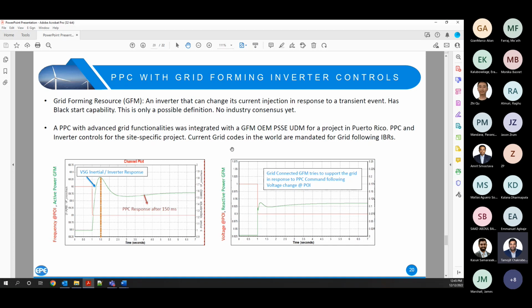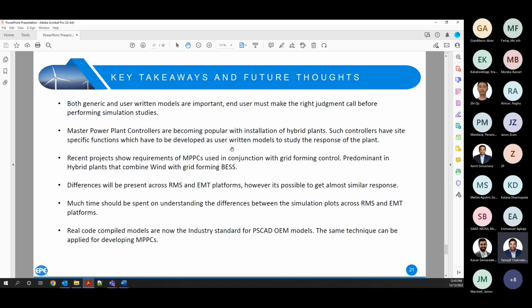So this was more or less my last slide, but I wanted to provide some key takeaways and some of my future thoughts that I wanted to share. In no way or means am I saying that one model is better than the other, the generic library models or the user written models, but I'm trying to say that the end user, the simulation engineer, has to make the right judgment and take the call before performing simulation studies. Both are equally important, and both are needed in the industry.